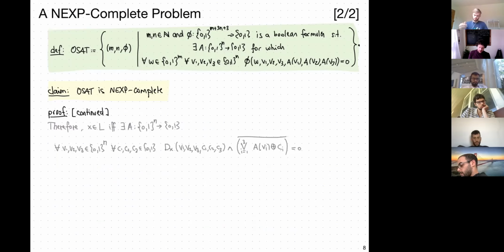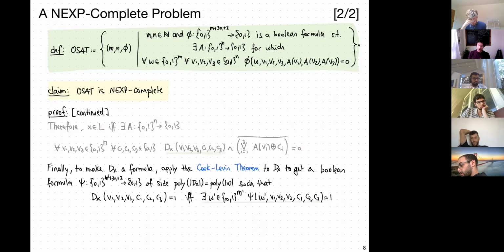So we stopped exactly here. We said that we know that x is in L if there exists some assignment such that all of these local constraints are being satisfied. And now, how do we get the OSAT language? How did we get it to begin with? What we're doing is we'll apply the Cook-Levin theorem again to dx. Remember that dx is a polynomial time algorithm which tells us whether a certain clause exists or not.